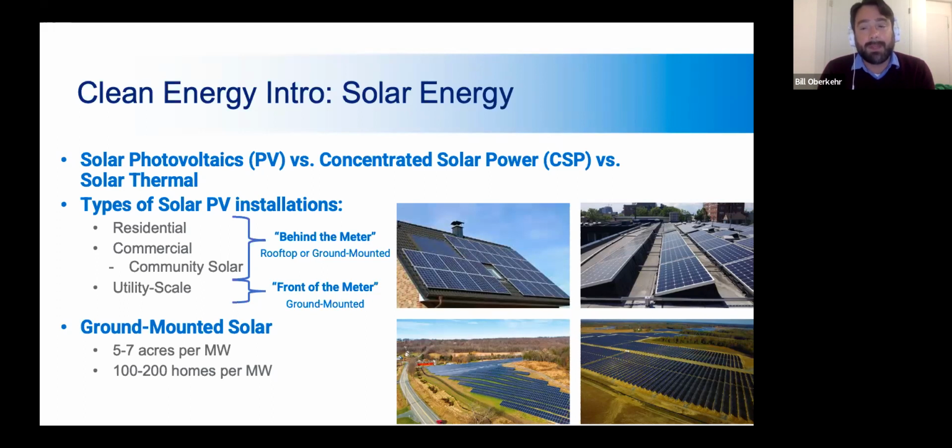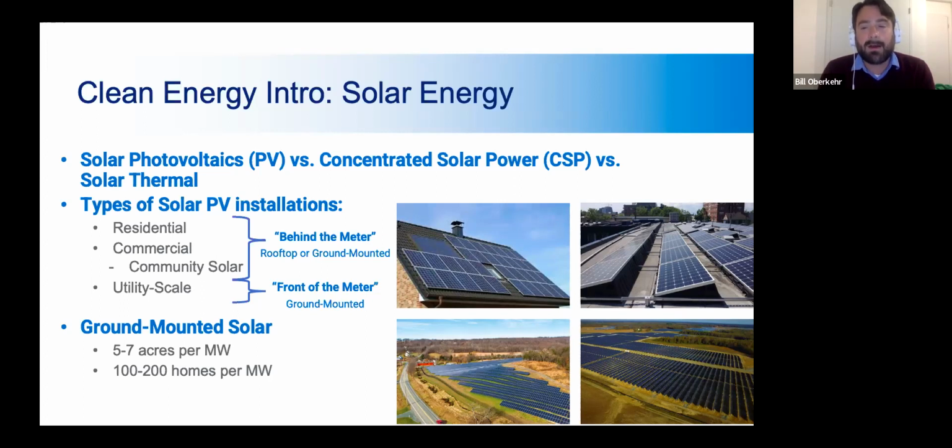What behind the meter means is that the solar is connected to load. So it's sitting in between your load and your utility meter. Front of the meter is when the solar is plugged directly into the grid. So those are your community solar installations where you're connecting the solar into the grid, and then you're going out into the utility territory and getting subscribers to pay for the credits that power generates.